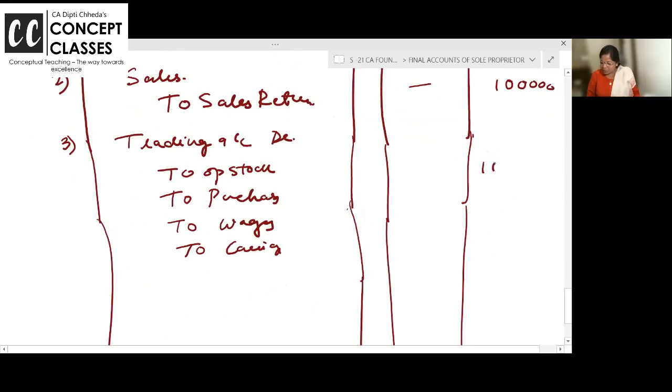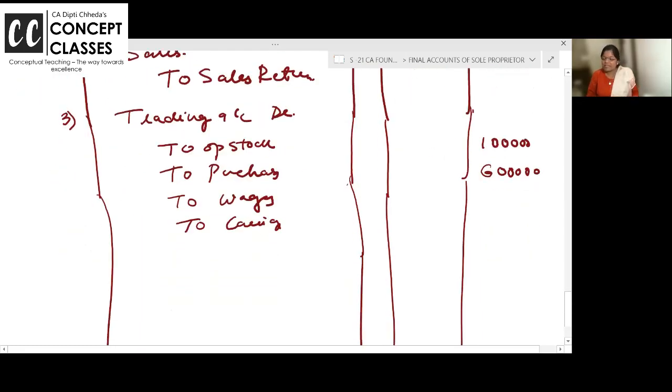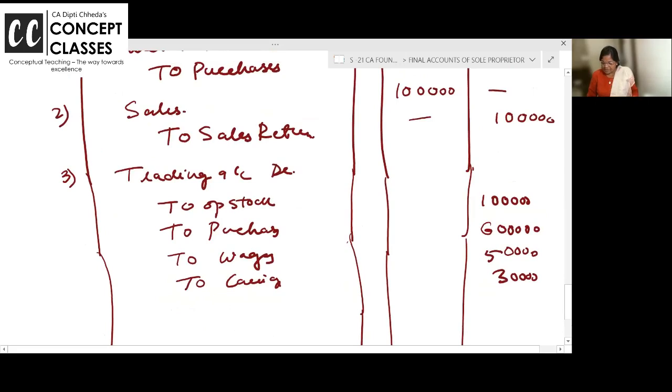Opening stock credit 1 lakh, close opening stock's ledger. Opening stock is debit, credit it and transfer it to the P&L account. Purchase you will close at 6 lakh. By mistake if you write 672, gone. You adjusted 72, so now it is 6 lakh. Wages is 50,000 and carriage inward is 30,000. So put together you have 7,80,000.